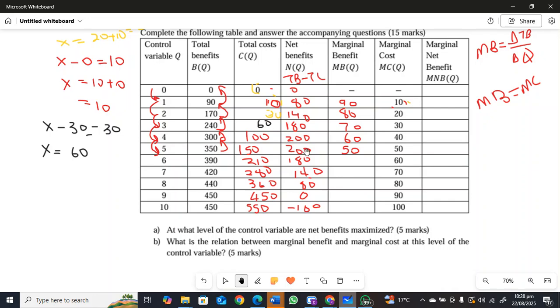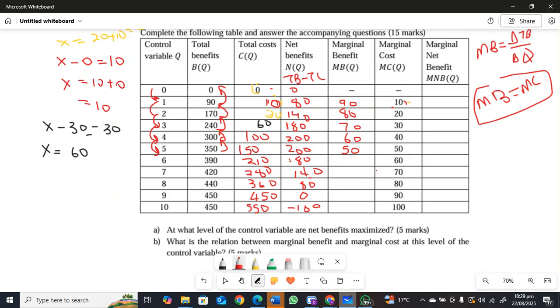200 here. And when they ask what is the relationship between marginal benefit and marginal cost at this level of the control variable, marginal benefit equals marginal cost. So we finish up with the table. But as I said, usually with this type of question, you have to look for this point, and at this point, that's how many units to produce. Here you can see net benefits are also maximized at 4 units. But since the marginal benefit is not equal to the marginal cost, you go to the next point where they are equal. That's why we've chosen 5.